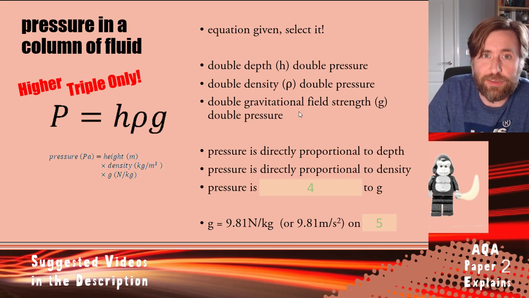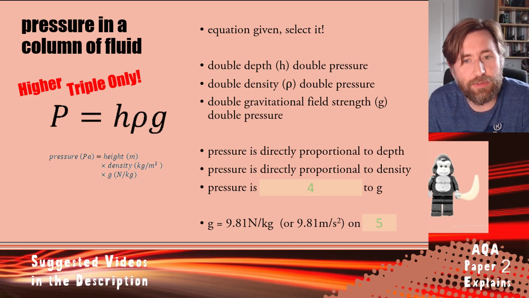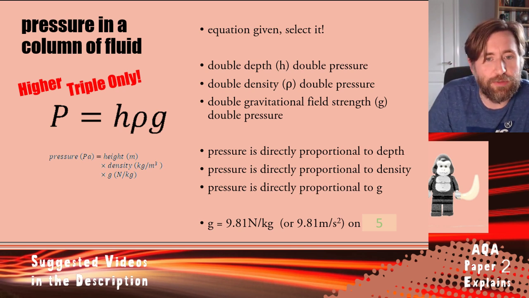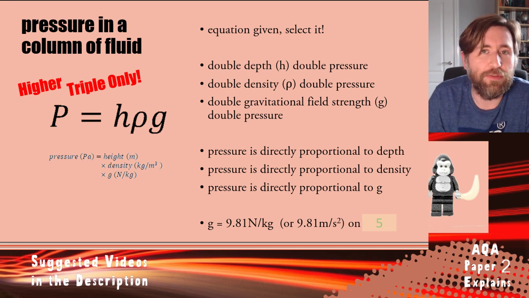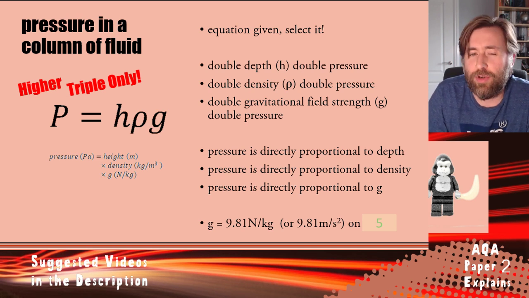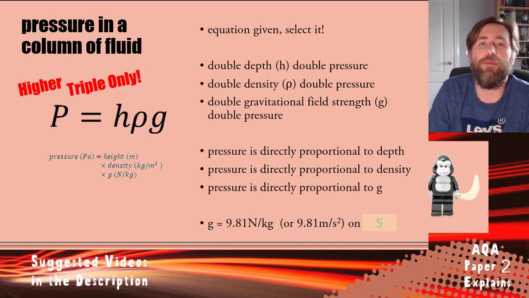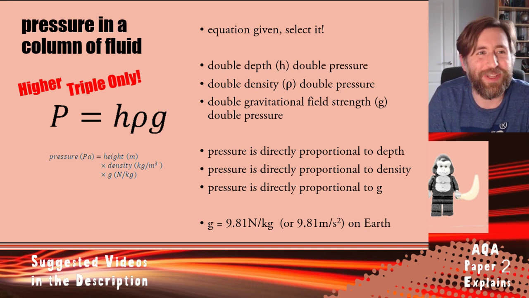It says pressure is directly proportional to depth, and get that word directly proportional into your answers. Pressure is directly proportional to density. Pressure is directly proportional to gravitational field strength. And you need to remember that gravitational field strength is 9.81 newtons per kilogram, or acceleration of 9.81 metres per second squared, and that's on planet Earth. It would change on a different planet.